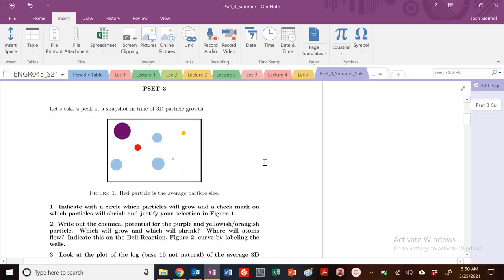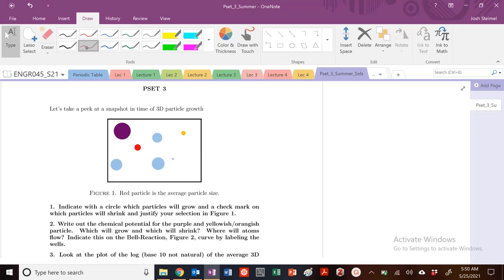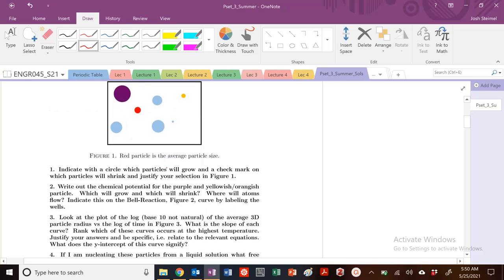Everyone, let's get started on Pset 3 solutions. Let's take a look at the first problem. Let's take a peek at the snapshot of 3D particle growth. Red is our average particle size. So if we're looking at our red particle, A is equal to A bar.